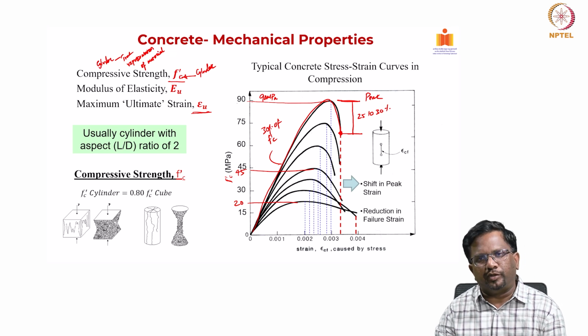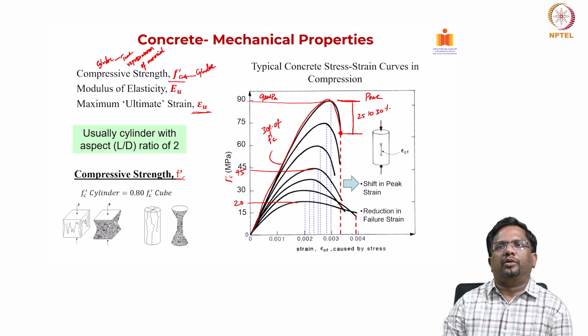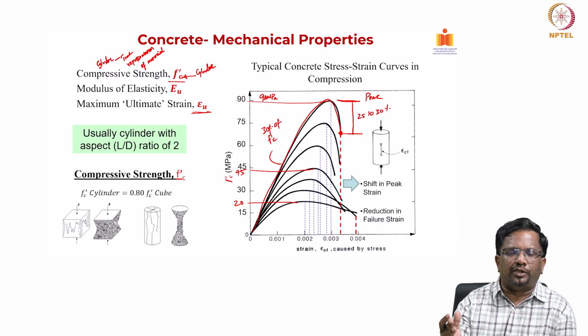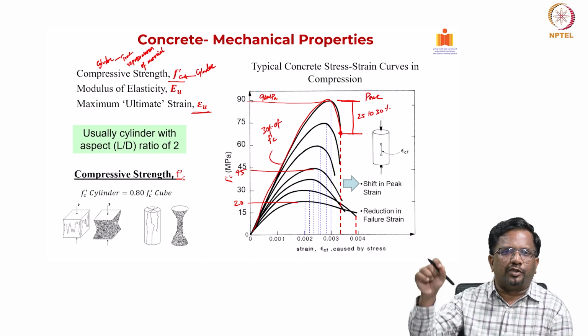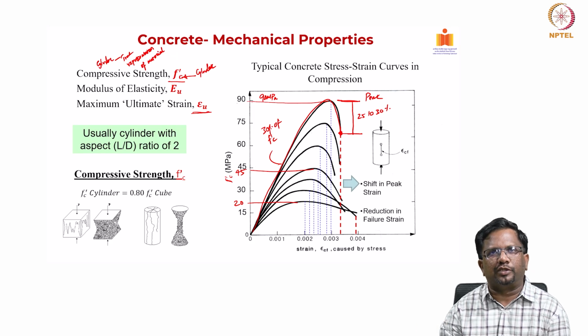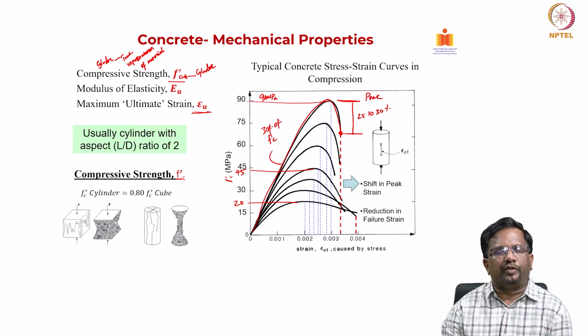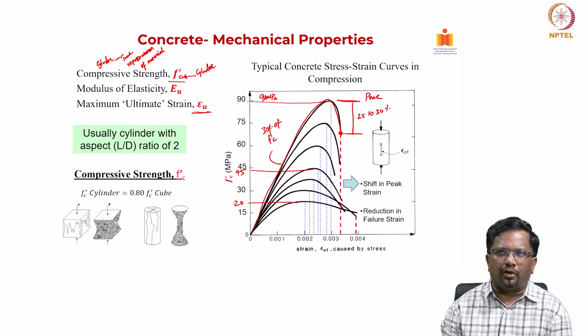There are different ways of defining the elastic modulus: secant modulus, initial tangent modulus, so different varieties are there. But typically, when you take 30% and calculate your secant modulus, that is considered to be the definition for the elastic modulus in concrete design.